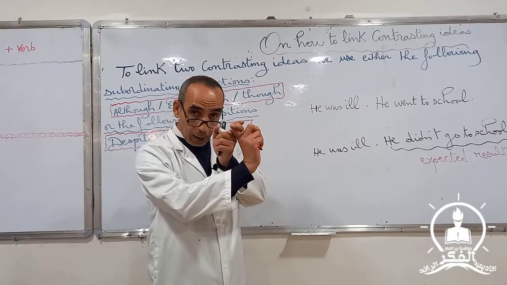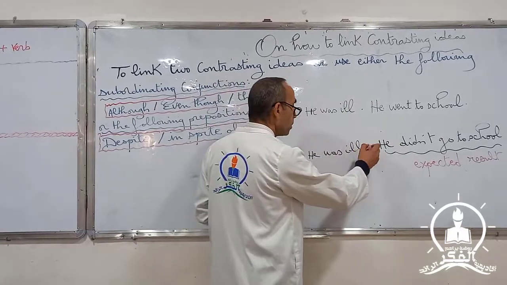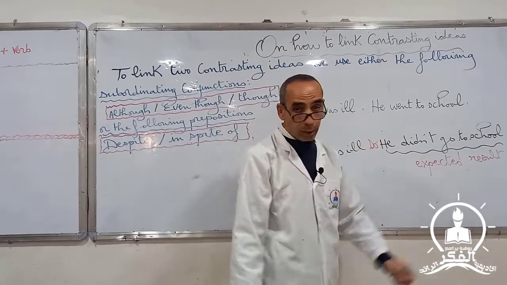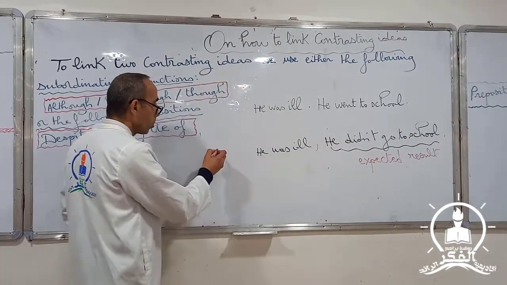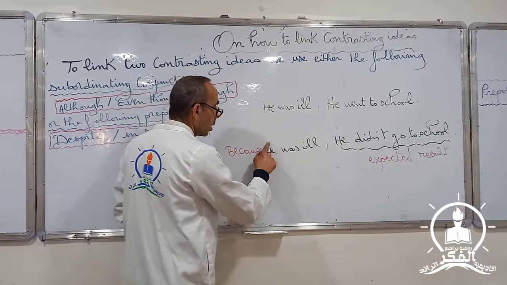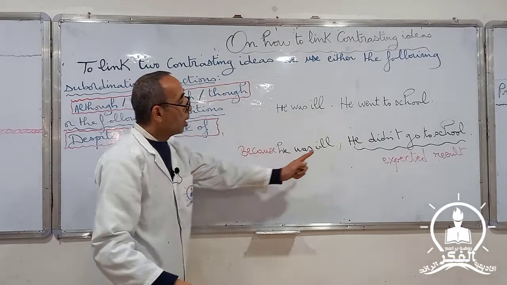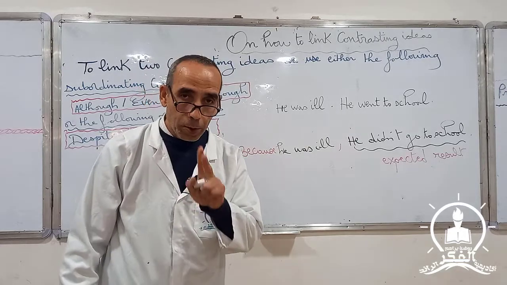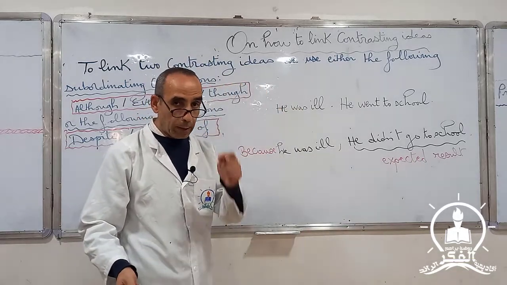If you want to link these two ideas, we use either so, we say he was ill, so he didn't go to school. Or we use because. We say because he was ill, he didn't go to school. There's no surprising thing about it. Something expected from a student who is ill.